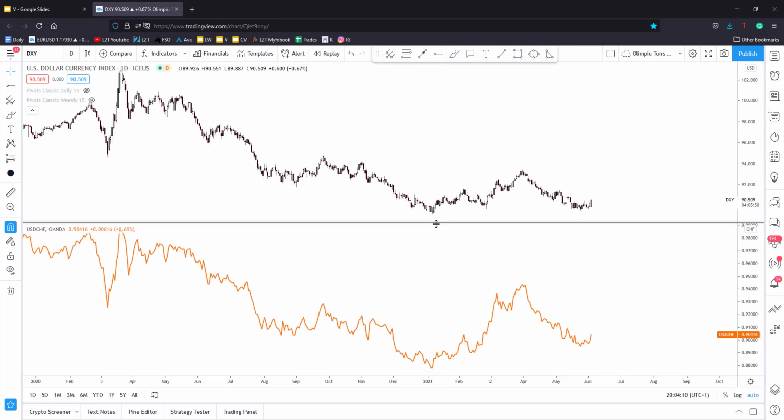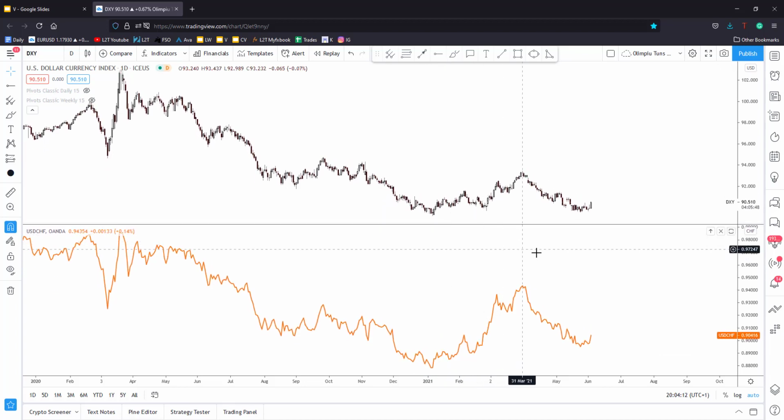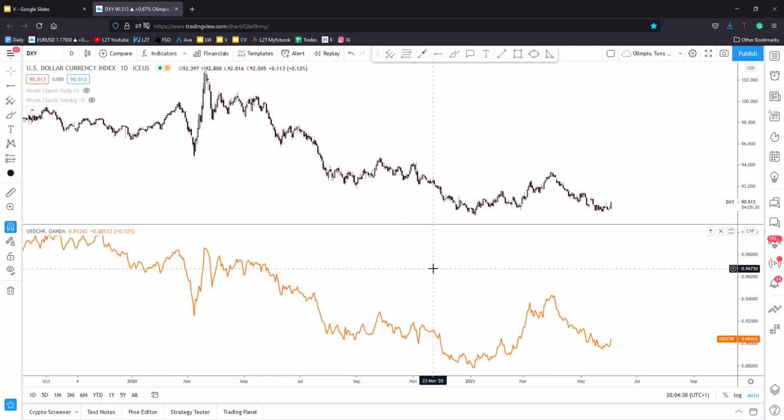And as you can see here, when the DXY drops, I've told you that the US dollar could depreciate. So we have a downside movement, a sell-off here as well on the US dollar versus the Swiss franc. Okay, you can see that we have here a positive correlation this time. So when the DXY drops, you should expect that the US dollar versus the Swiss franc should drop as well.